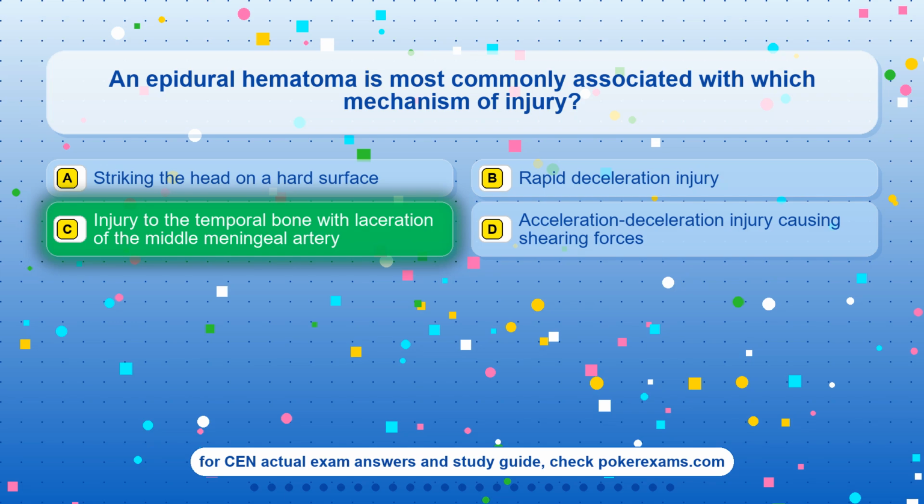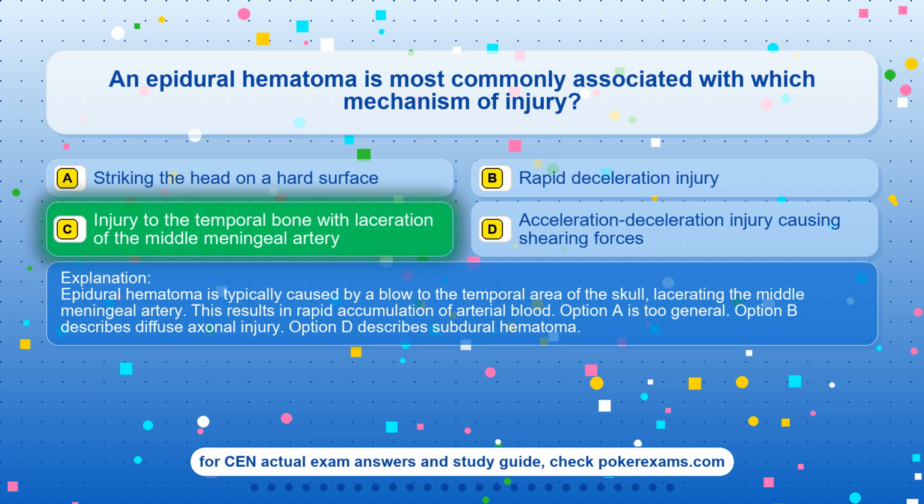The correct answer is Option C, injury to the temporal bone with laceration of the middle meningeal artery. Epidural hematoma is typically caused by a blow to the temporal area of the skull, lacerating the middle meningeal artery. This results in rapid accumulation of arterial blood.